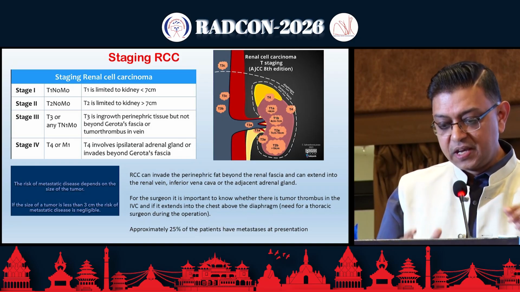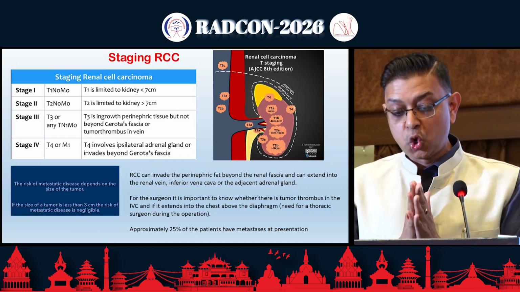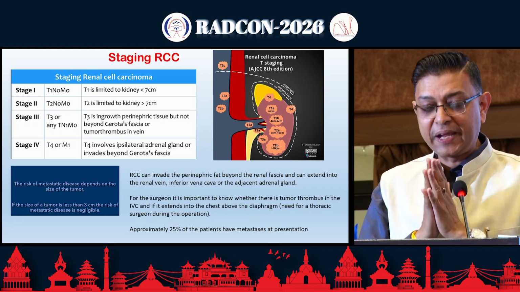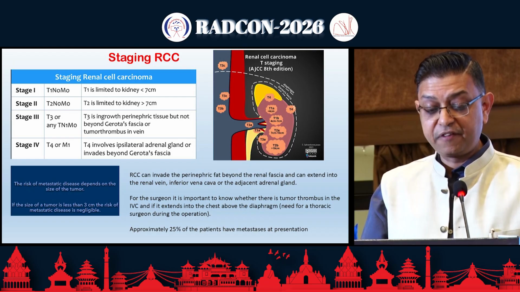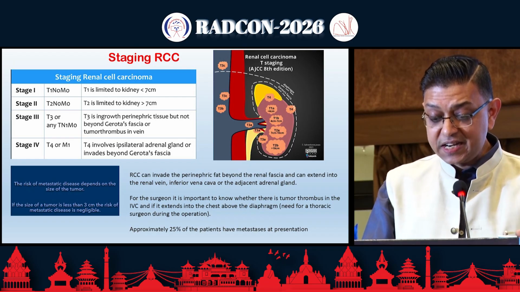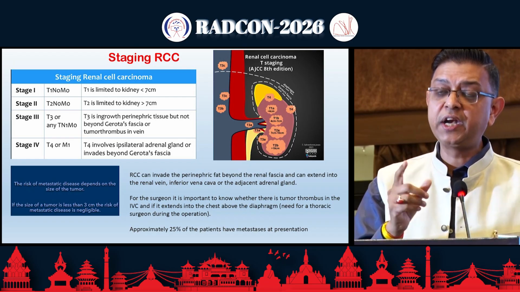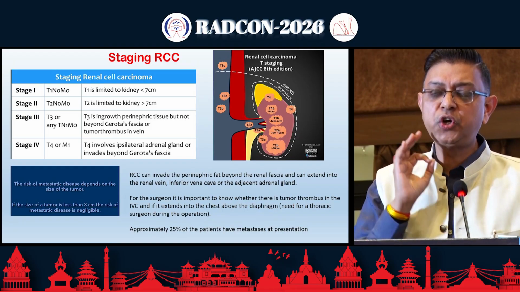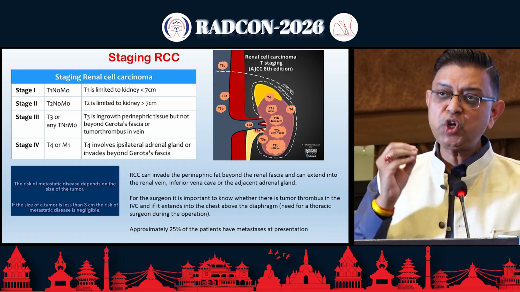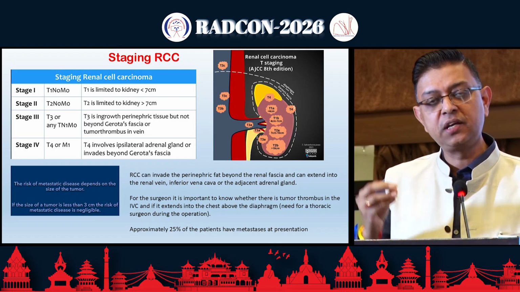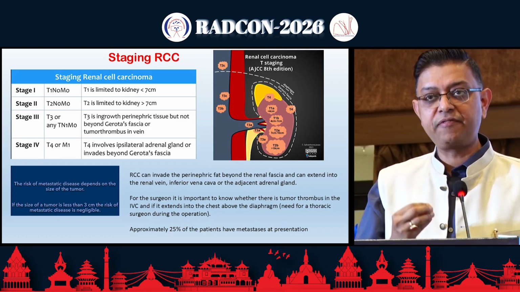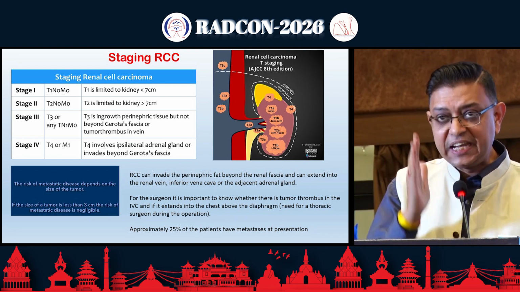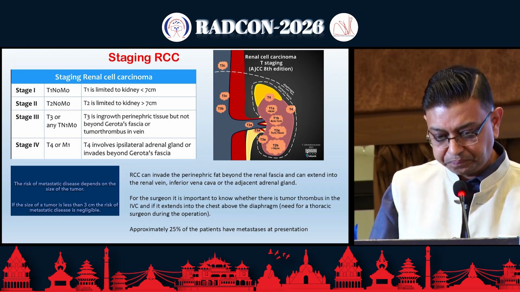Stage 3 is any mass which goes beyond the kidney, right? That means you will have to look at the perirenal spaces, the perinephric fat. And if there is an involvement of the renal vein, do not forget to mention the renal vein in detail for all your renal masses. Not only do you have to say the extent of where it is going, infradiaphragmatic or supradiaphragmatic, you also have to be absolutely very clear about the extent for the surgeon.